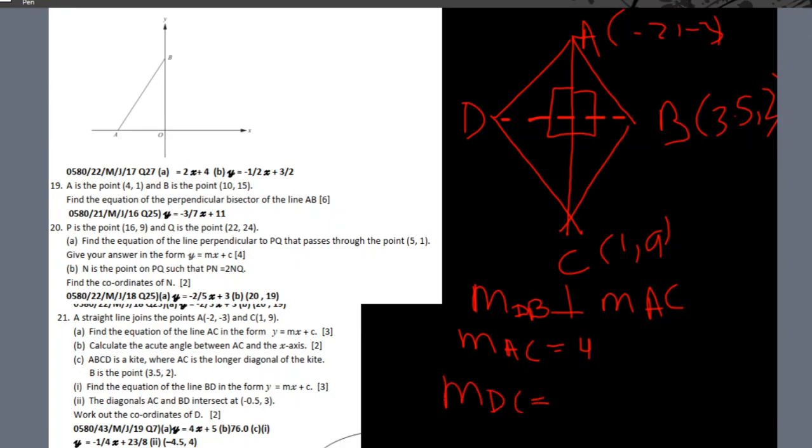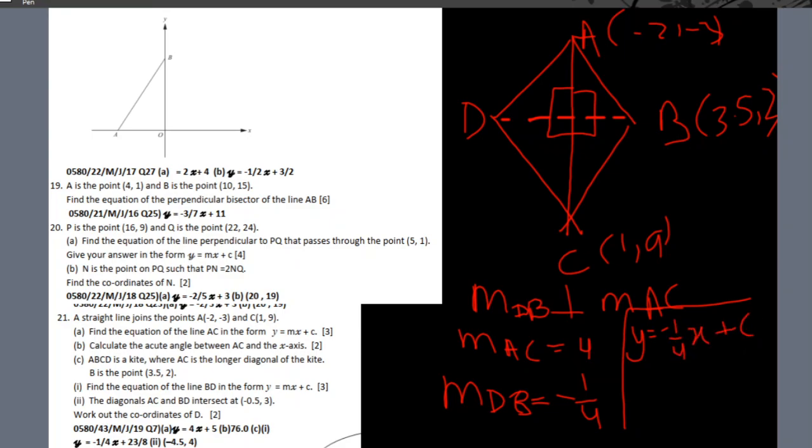Also, like I just said, in a kite the diagonals intersect at 90 degrees. In other words, the diagonals are perpendicular to each other. So now I need the equation for line DB. m_DB is perpendicular to m_AC, and m_AC was 4, which we found in part A. So m_DB will be the negative reciprocal of this, so minus 1 over 4. So the equation will be y = -1/4 x + c.